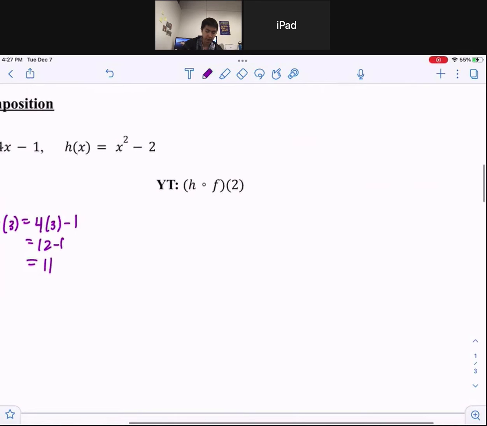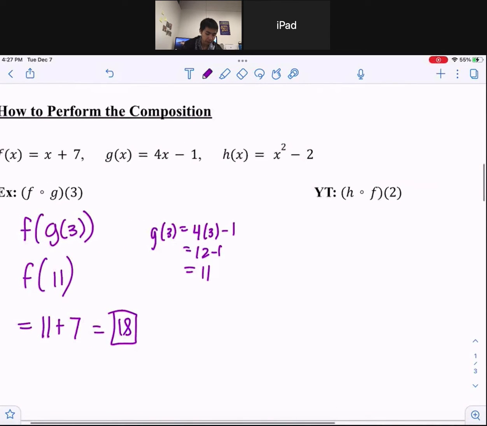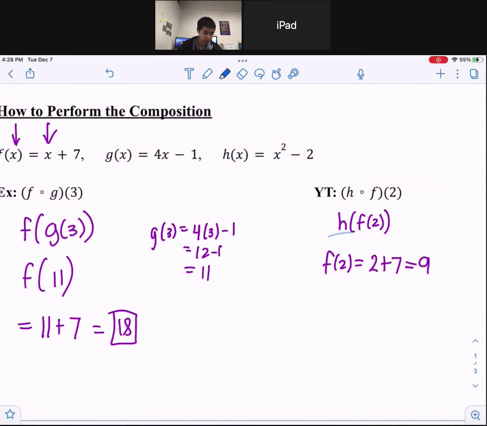So let's look at this Your Try, okay? Rewrite this as h of f of 2. This means you are plugging 2 into your f function. So f of 2 equals 2 plus 7, which is 9. So if we replace f of 2 with 9, we're going to have h of 9. And then this tells you to plug 9 into your h function.